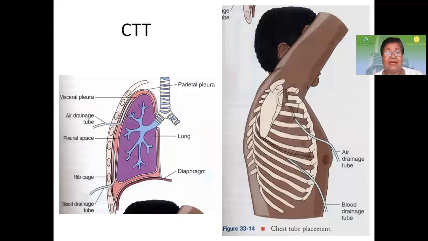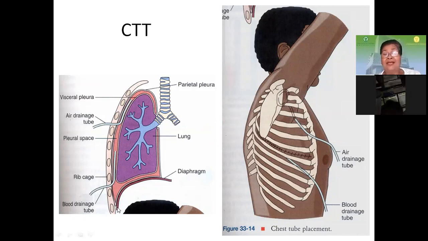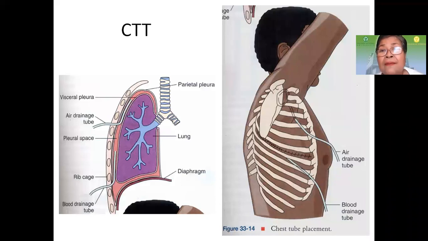And, eto yun, no? The patient is a victim of chest trauma. Okay. May air at saka blood. Pagka air lang, halimbawa air lang, no? Air. So saan ang insertion of the tube? Okay. Pagka air lang, the tube is inserted, di ba?